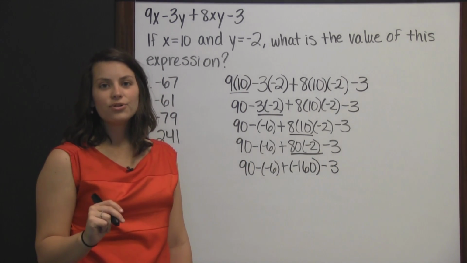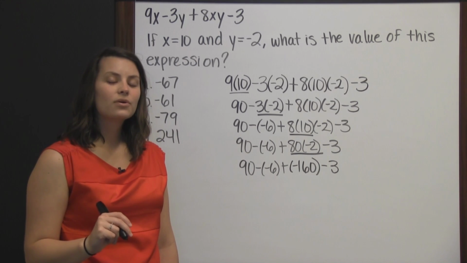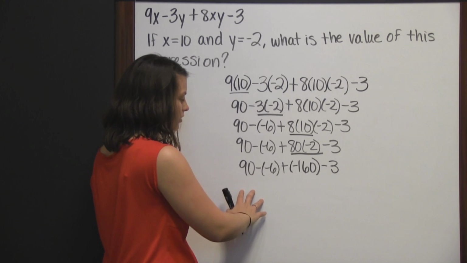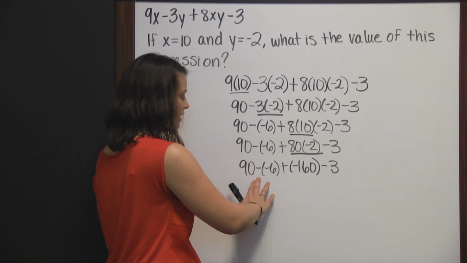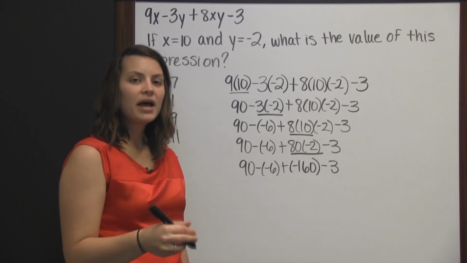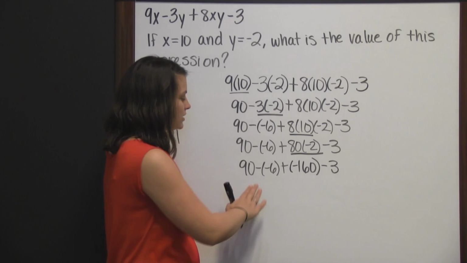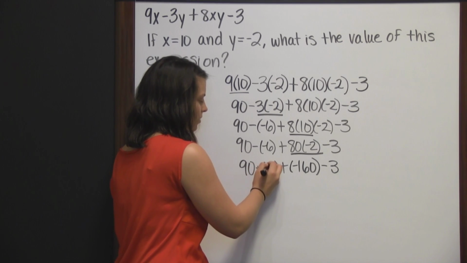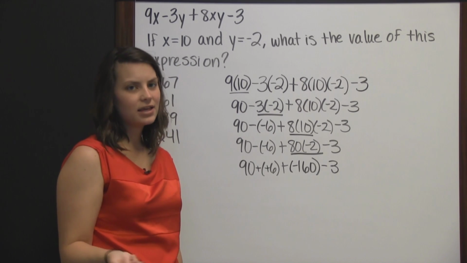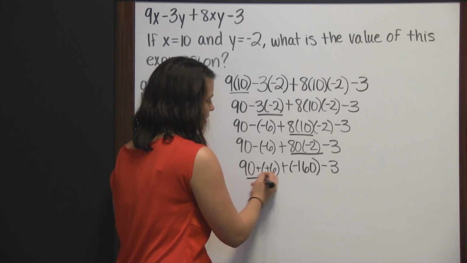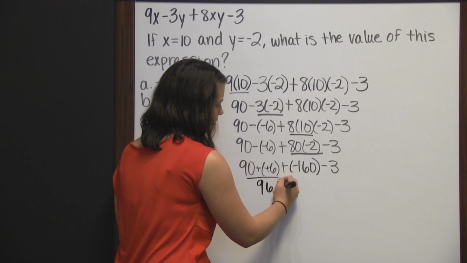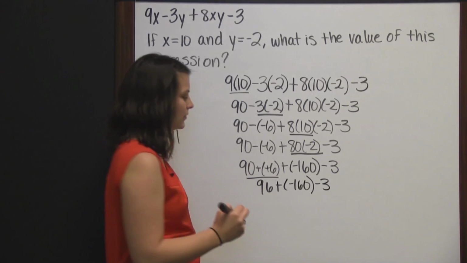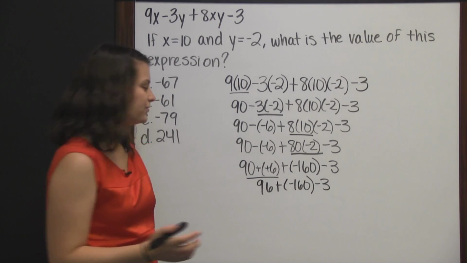Now that we've taken care of all the multiplication, we're now going to work with addition and subtraction, again from left to right. So starting on the left, we're going to start with 90 minus a negative 6. Minus a negative, you can think of this like you're taking away a negative, which is the same as adding a positive, or you can add the inverse. So we have 90 plus 6, 96, plus negative 160 minus 3. Again, we've got to continue working from left to right.